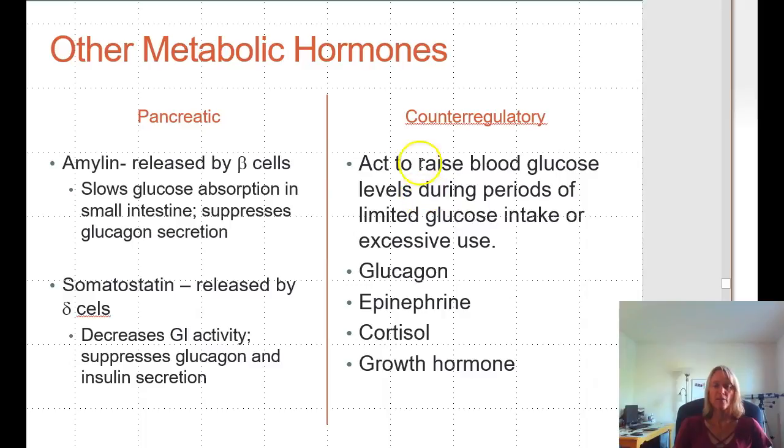Then we have other counter-regulatory hormones. These are counter-regulatory to insulin, so they all act to raise blood glucose levels during periods of limited glucose intake or excessive use. In addition to glucagon, we also have epinephrine, cortisol, and growth hormone. These are all hormones that will raise blood sugar levels. Obviously it's important to maintain blood sugar levels because glucose is the only source of fuel that neurons can use.